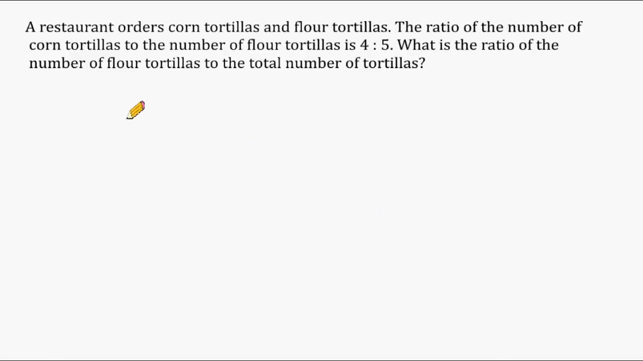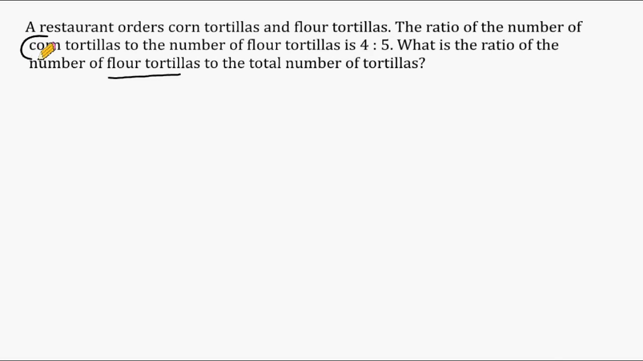All right, this problem reads that a restaurant orders corn tortillas and flour tortillas. The ratio of the number of corn tortillas to the number of flour tortillas is 4 to 5. What is the ratio of the number of flour tortillas to the total number of tortillas? So the problem is asking for the number of flour tortillas first. And it is stated in the problem that the ratio of corn to flour tortillas is 4 to 5.